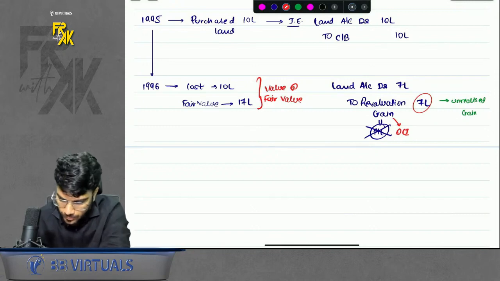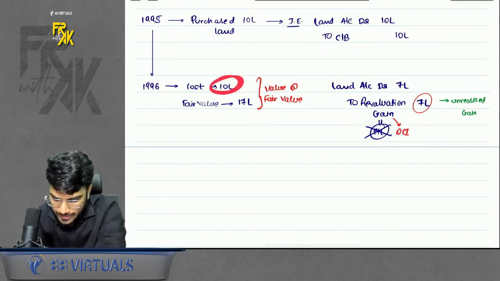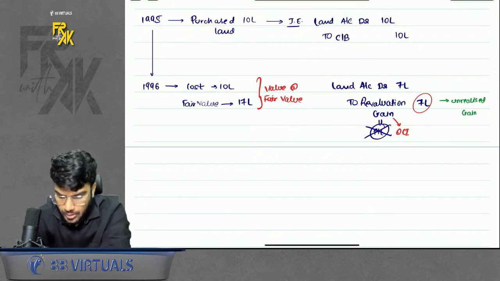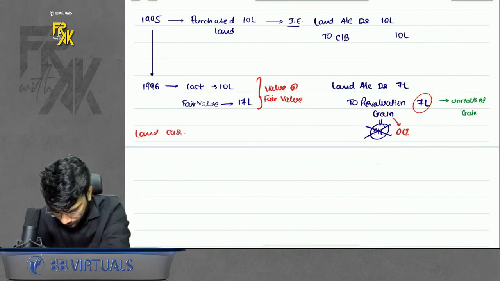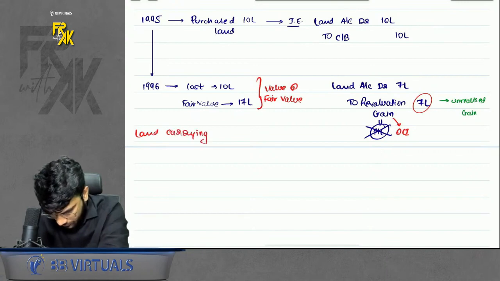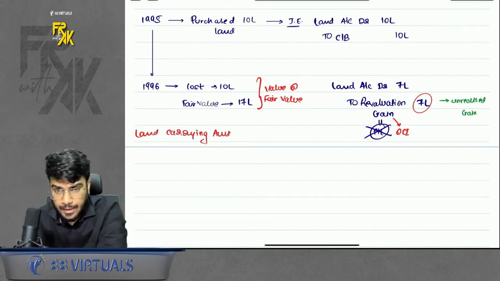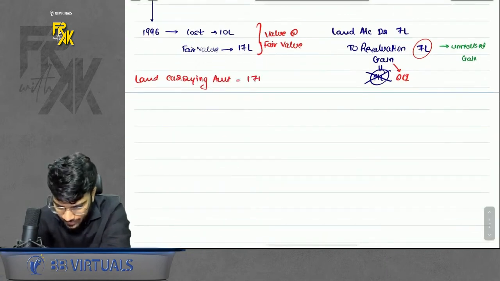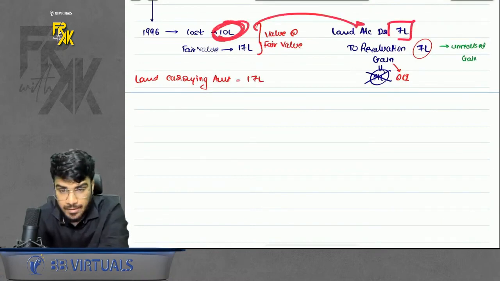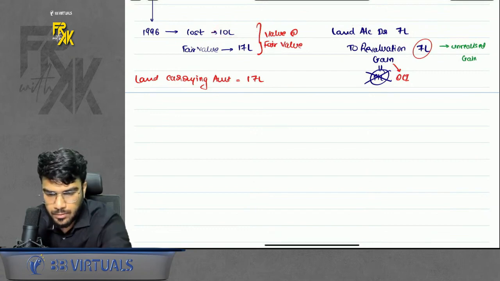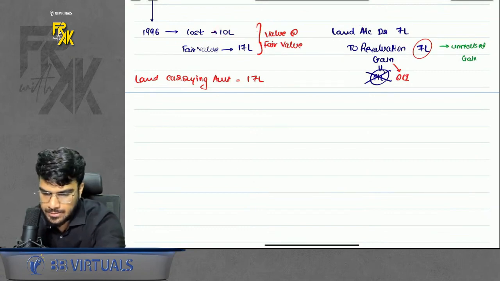Okay. So your value of land was 10 lakhs. You revalued by 7 lakhs. So what is the revised carrying amount of land in 1996? Land carrying amount will be now 17 lakhs. Sir, why 17 lakhs? It was 10 lakhs. You revalued by 7 lakhs. Now it will be 17 lakhs.